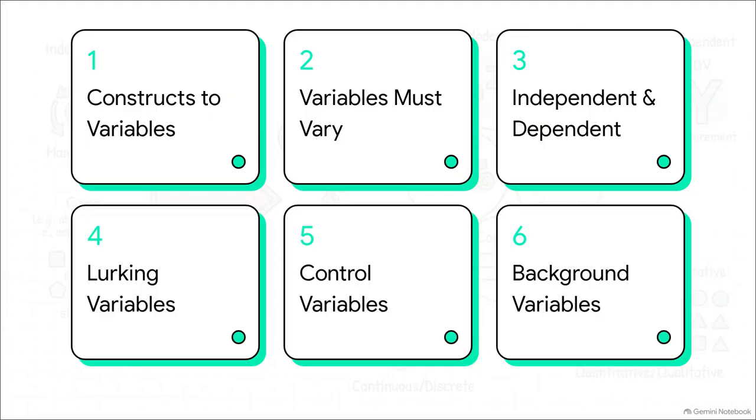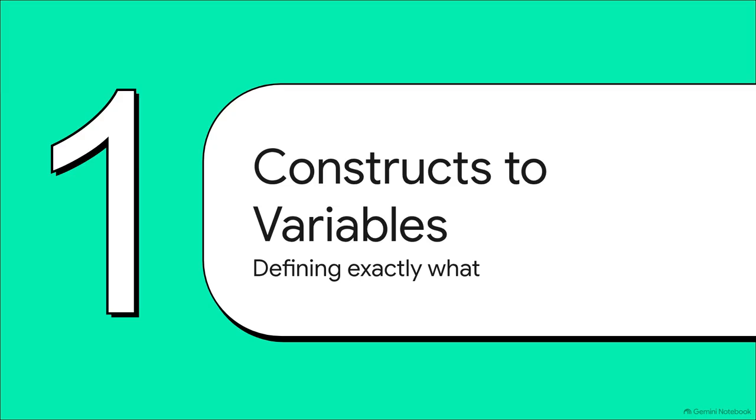Okay, let's dive into this. Here's our structured roadmap for today. First, we're going from constructs to concrete variables. Second, why variables must actually vary. Third, independent and dependent variables. Fourth, the threat of lurking variables. Fifth, controlling the research environment. And finally, background variables and generalizability. We're going to explore all of this through a very specific feline-based case study. Let's get started. From constructs to concrete variables.